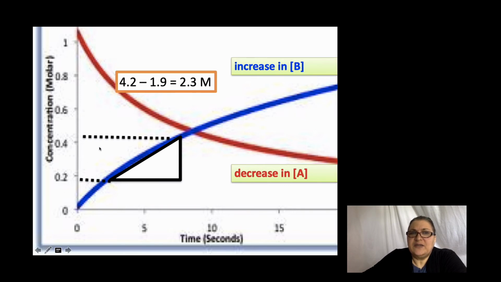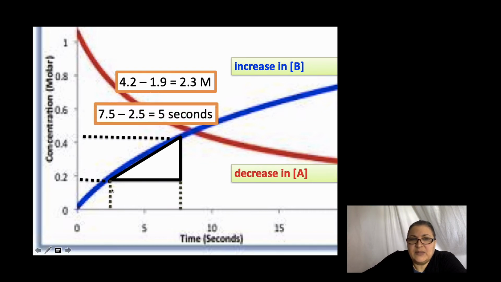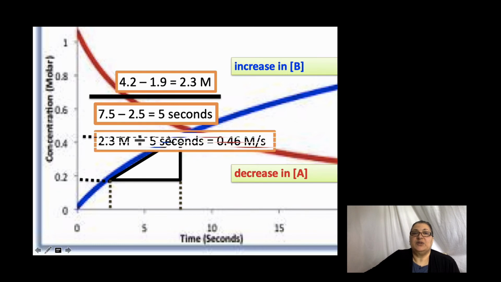So you take the difference between the two. 4.2 minus 1.9, which is 2.3. And in the time, it's about 2.5 seconds to 7.5. So you take the difference of the two. Final minus initial. Final minus initial. And then the next step, you have to divide them. So you divide 2.3 by 5, you get 0.46. Now, of course, because this is 0.4, which I didn't pay attention to, I'm sorry, it would be 0.046.